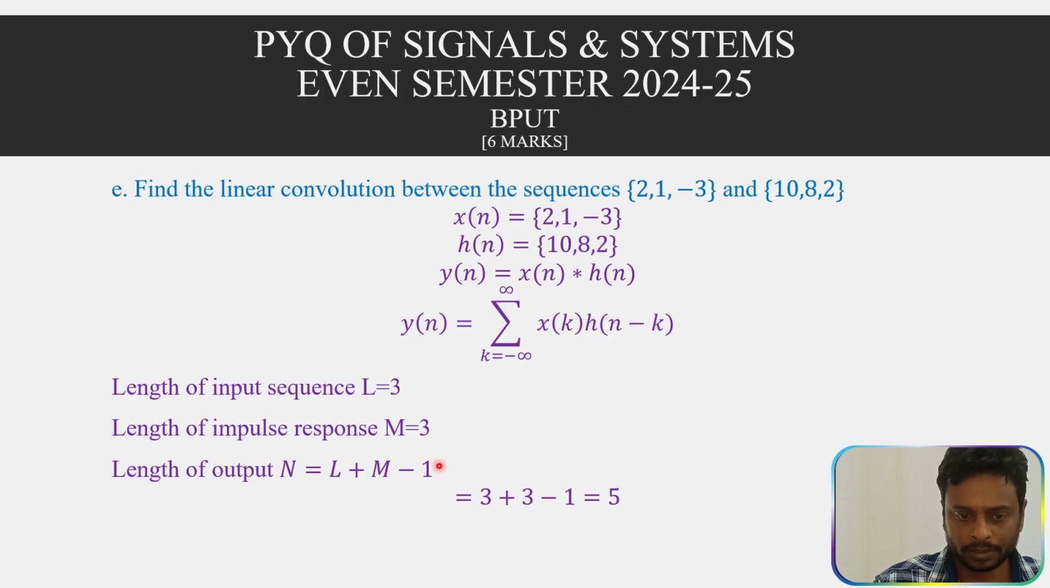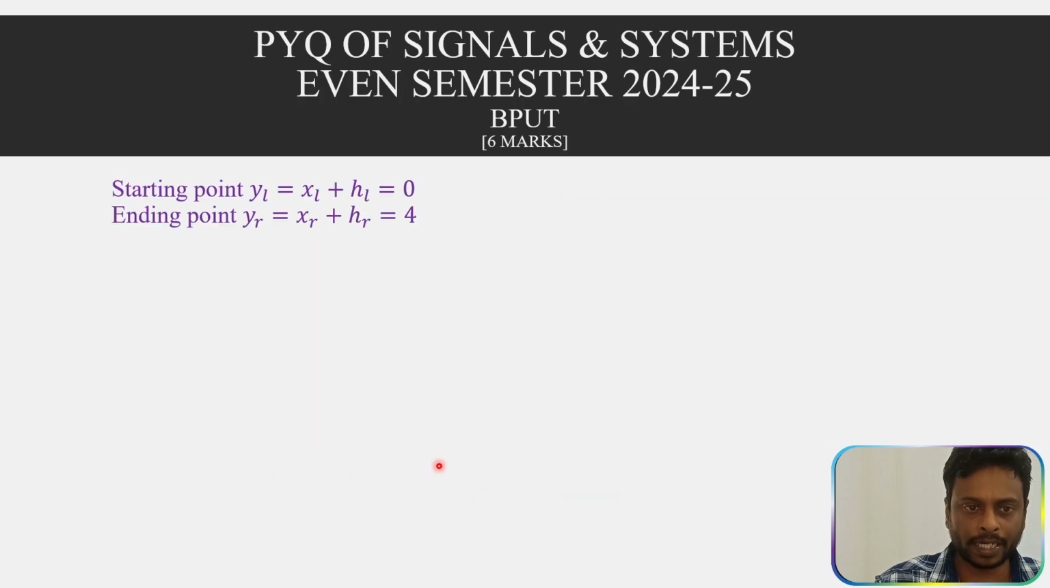Okay. So now, what is the starting point? You can see both the sequences are starting at 0. So that is why xl equal to 0, hl equal to 0. So 0 plus 0 equal to 0. In this case, both the sequences are ending at 2. So 2 plus 2, that will be 4. Okay. So now, y of n equal to this one.